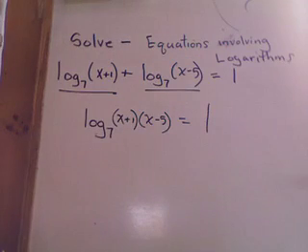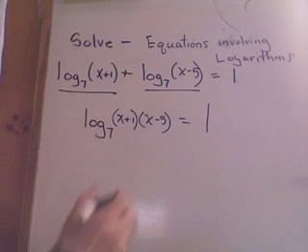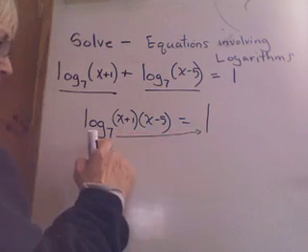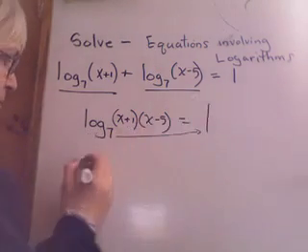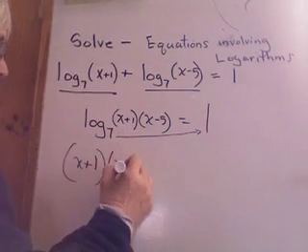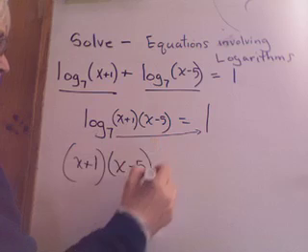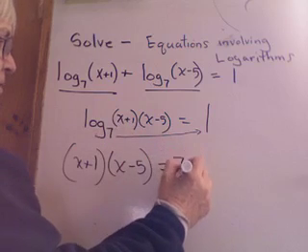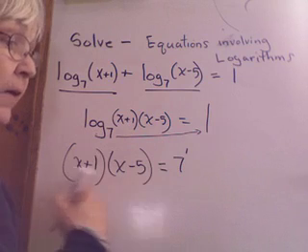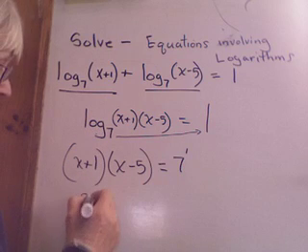Now that I have it in this form, how about writing from log form into exponent form? Remember a couple lessons ago we did that? Draw the arrow. That's the base to the exponent. So x plus 1 times x minus 5 equals 7 to the 1 equals 7. Well, now I can multiply this out. You can do that, right?